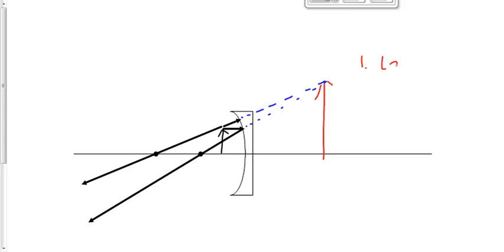It's larger, it's upright, and it's virtual. In order to see this one, you've got to look into the mirror to see it. You can't put a screen over there and expect to see it.